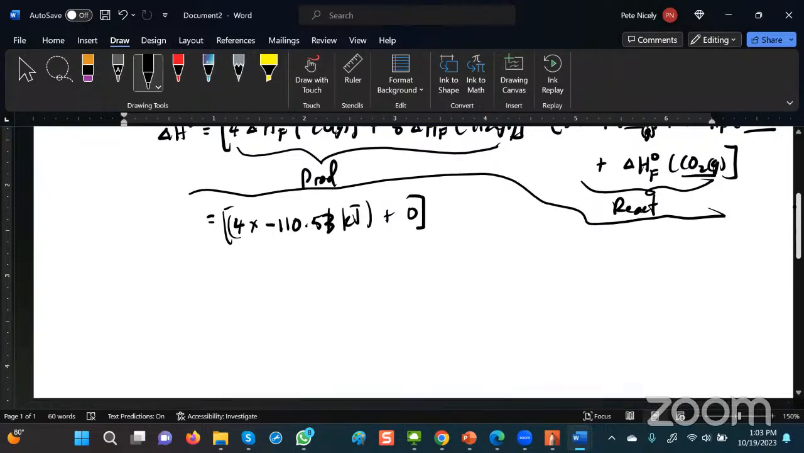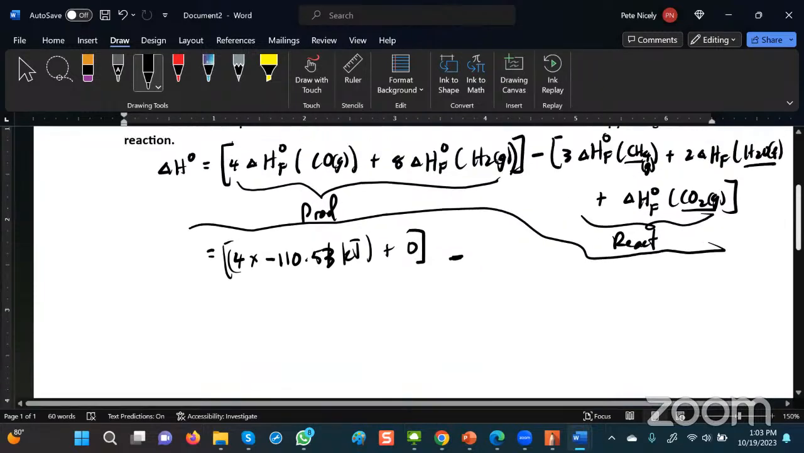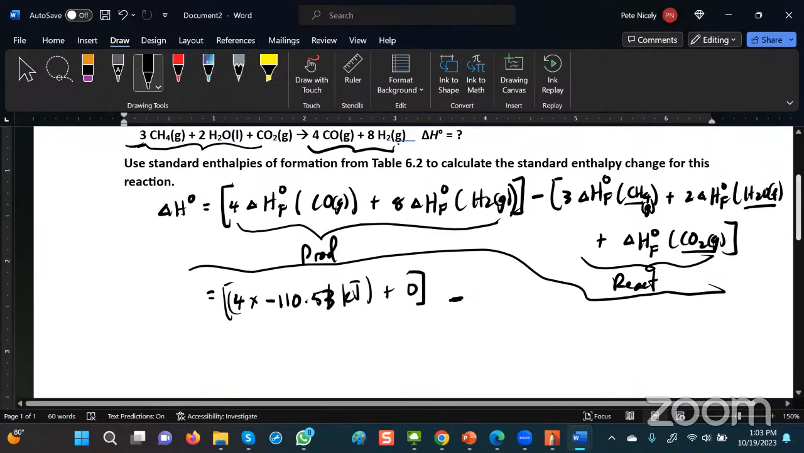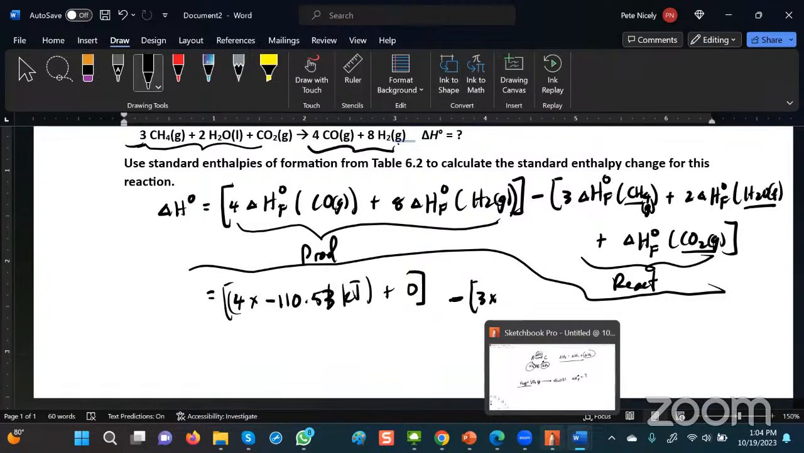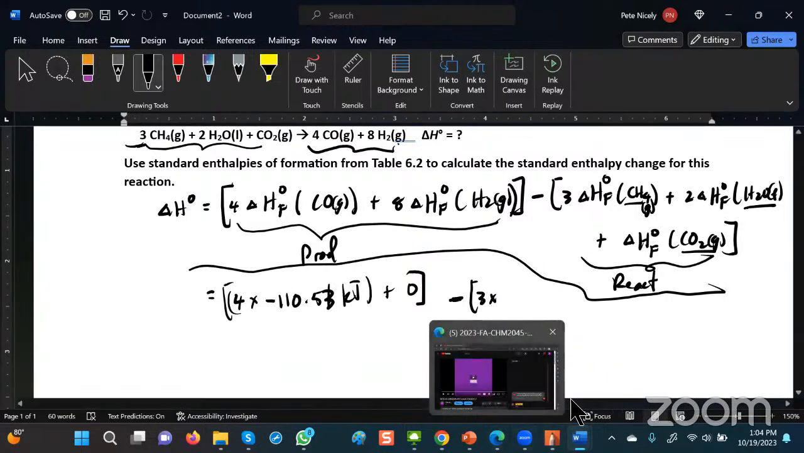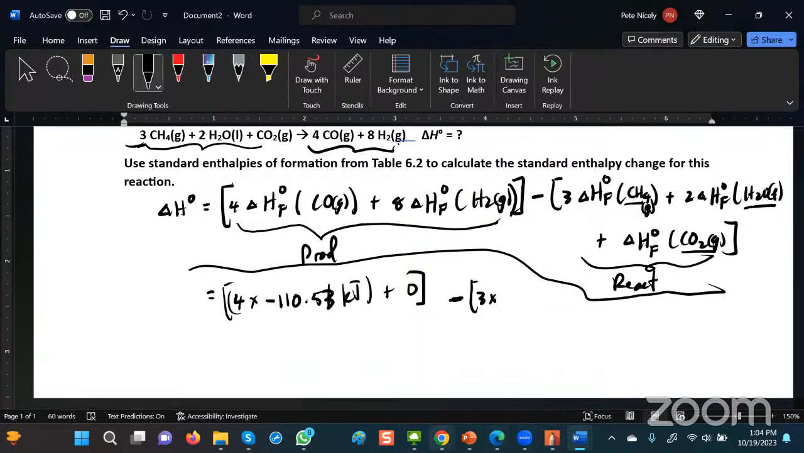Okay, what about the reactants? Starting with methane. Three times the value for methane. What's the value for methane? CH4. Oh, I forgot to mention something. You might find methane a bit difficult to find initially, but if you scroll down, let me see if I can find that table again.